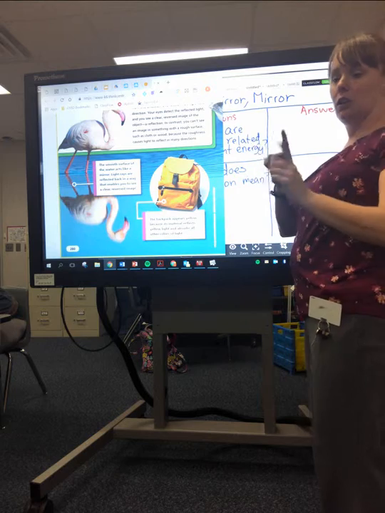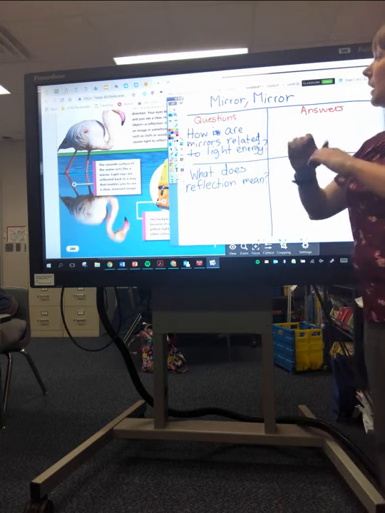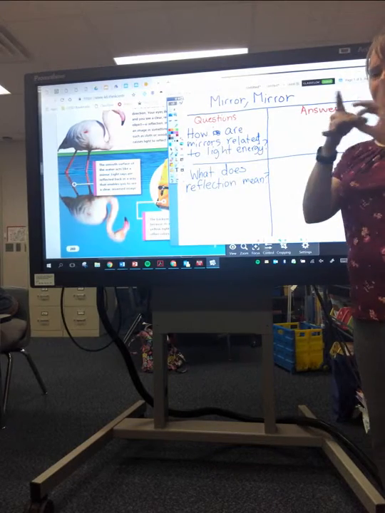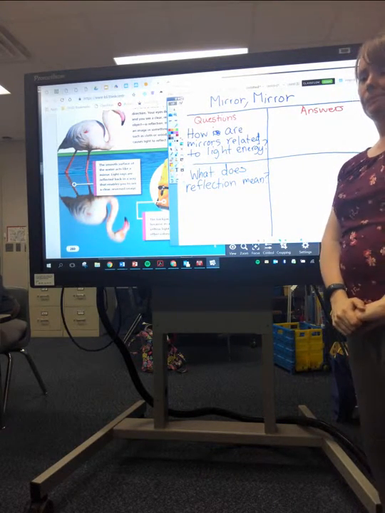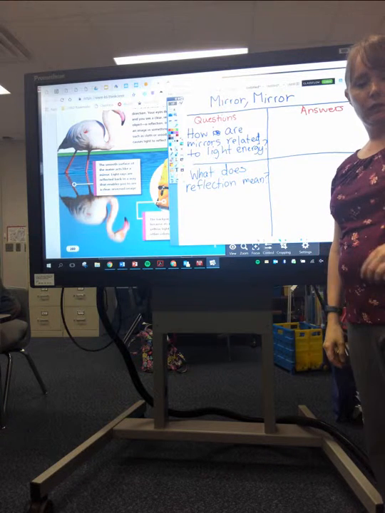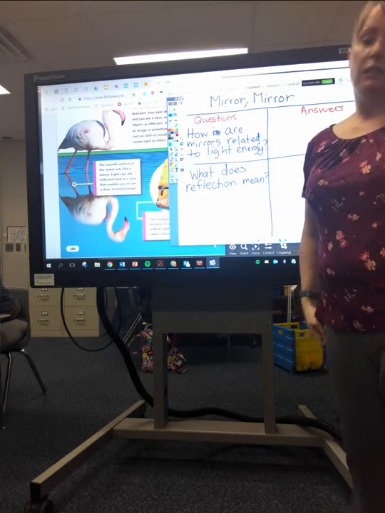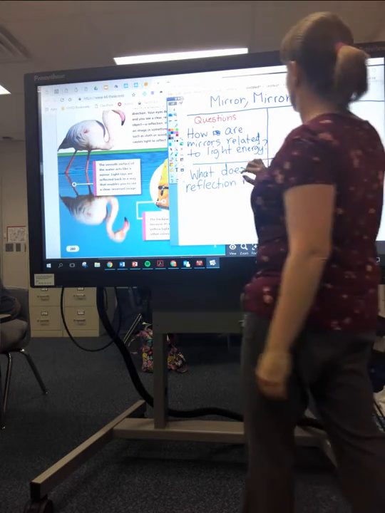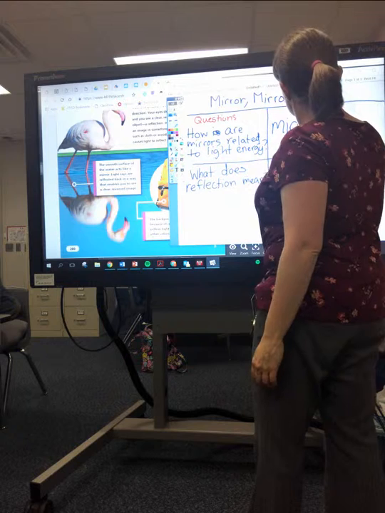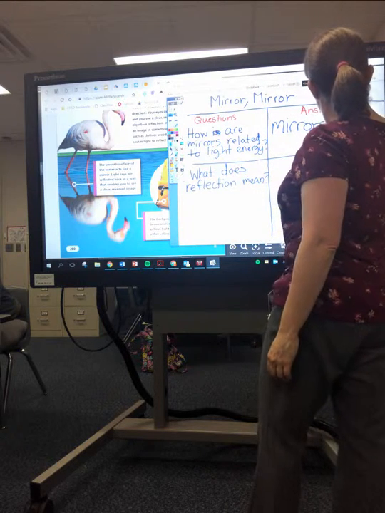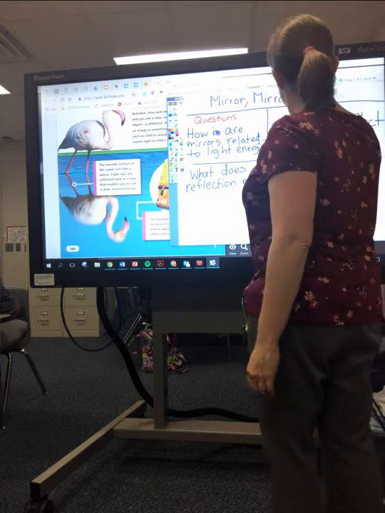So let's go back to our questions. How are mirrors related to light energy? It's just like a mirror, and it reflects light. Yes. So mirrors reflect light.